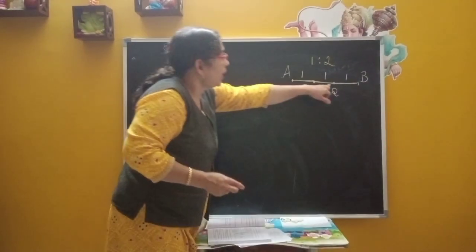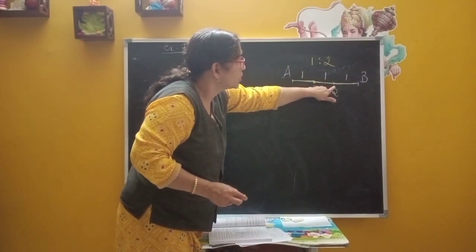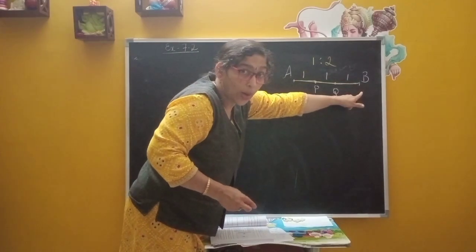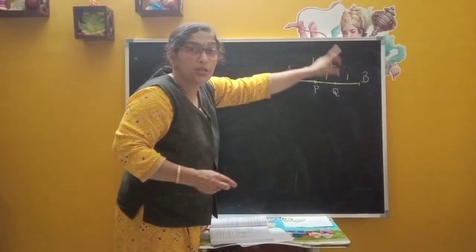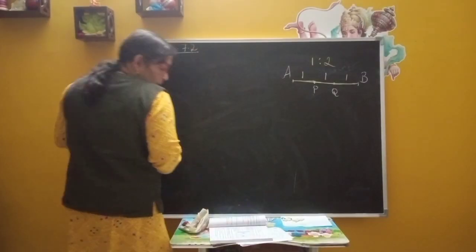If I take the point Q, then 1 plus 1. AQ is how much? 2. And QB is 1. So that would be 2:1. So using this ratio, we are going to find the coordinates of these points. Okay, so let us take now.